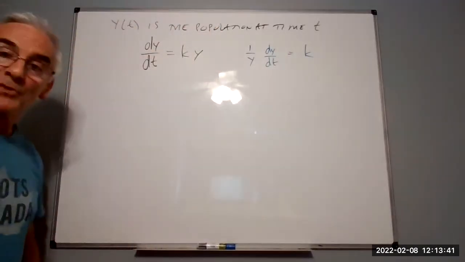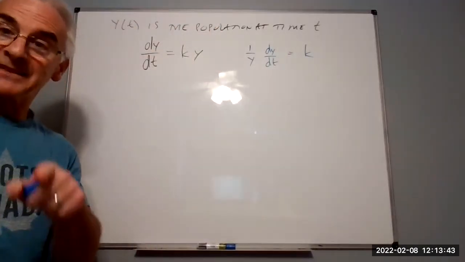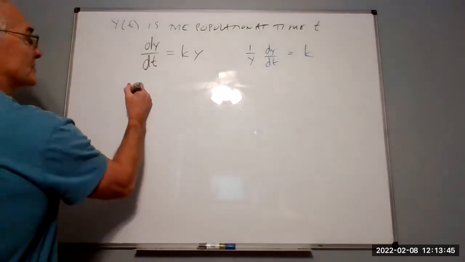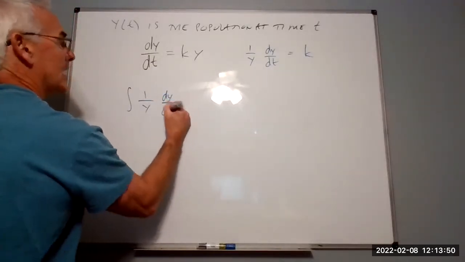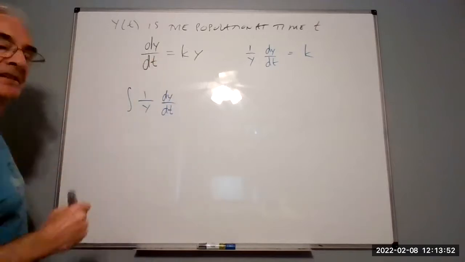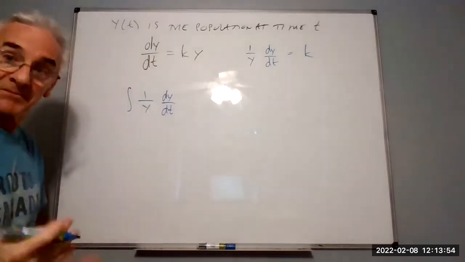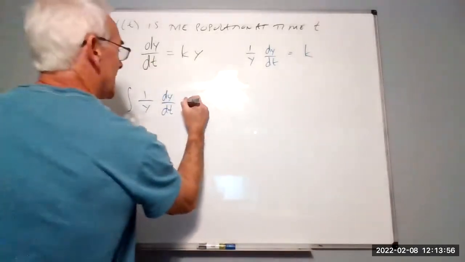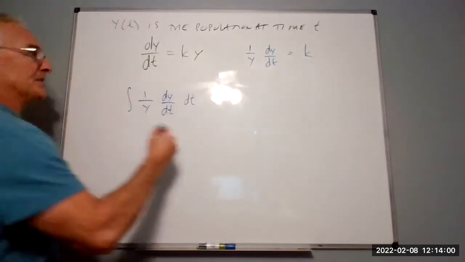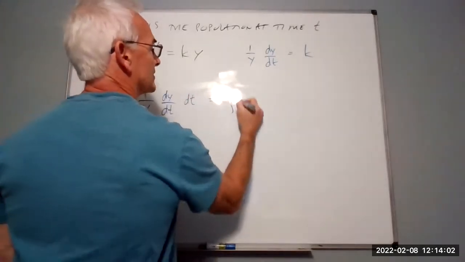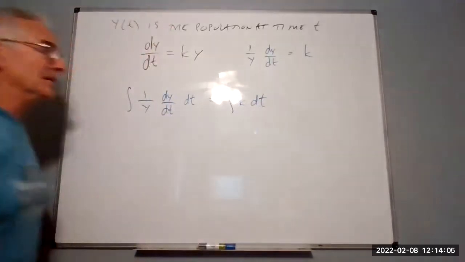Now we're going to integrate both sides with respect to t. So the left side is 1 over y dy/dt. dy/dt is a function, not an instruction. It would actually be the derivative of some function, and I'm integrating that with respect to t. But there are only y's in that statement. The right side is k with respect to t.